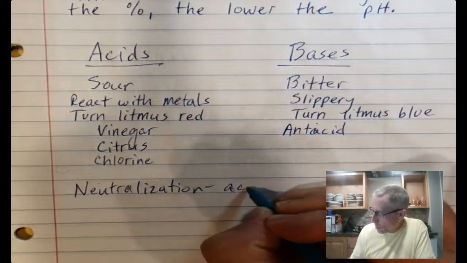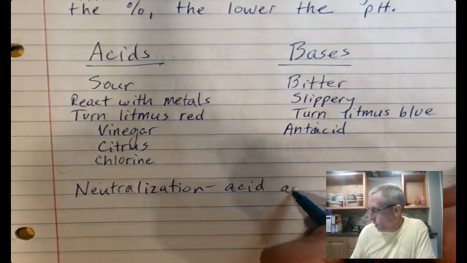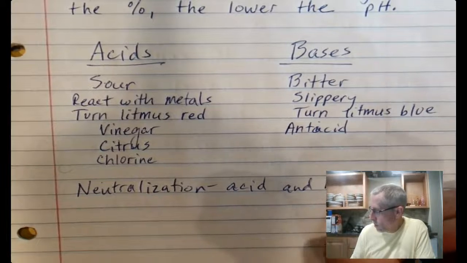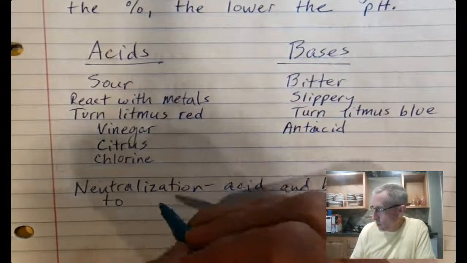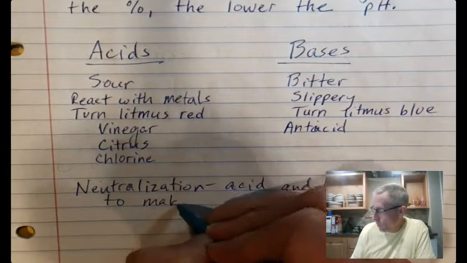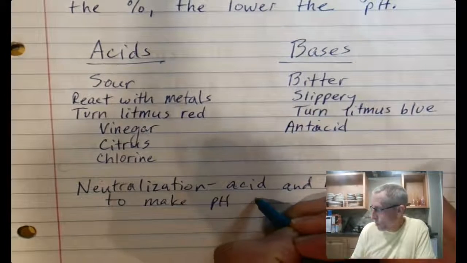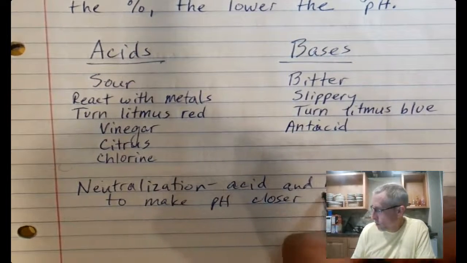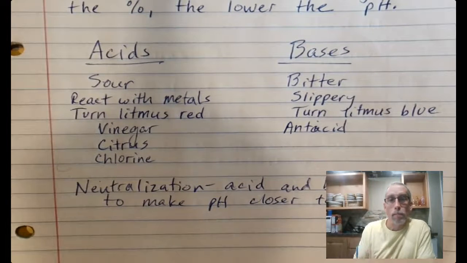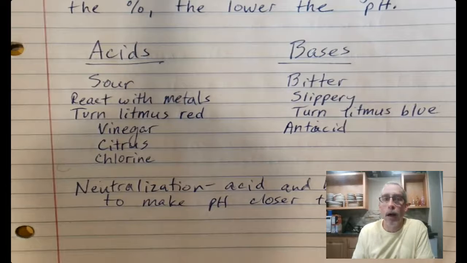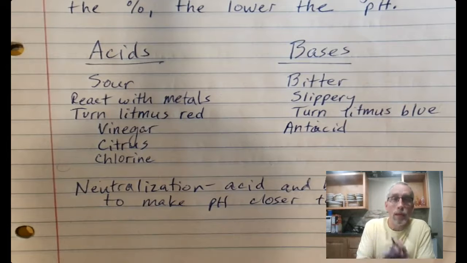This is when an acid and base react to make a pH closer to 7. So if you've got a lot of stomach acid and you take an antacid, something like Tums or Alka-Seltzer or milk of magnesia, then the base in that medicine will partially neutralize the acid in the stomach.